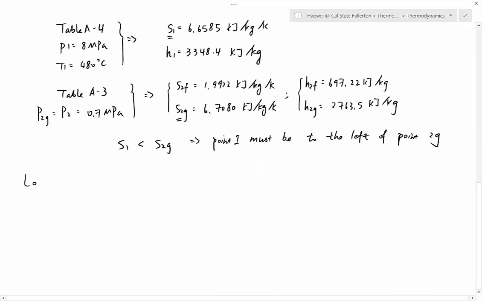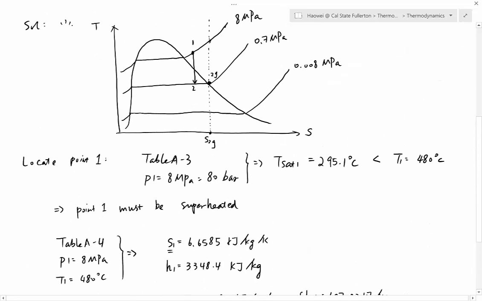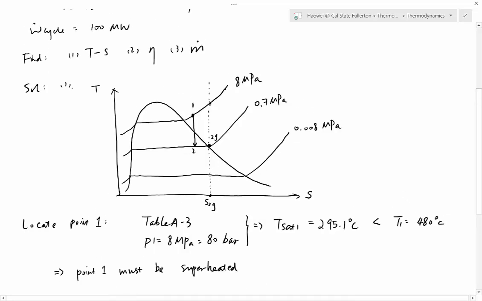Okay, how did we locate point 2? Very easy, 1 to 2 is vertical because it is isentropic. Okay, so we're done with point number 1 and point number 2. Next, let's locate point number 3.